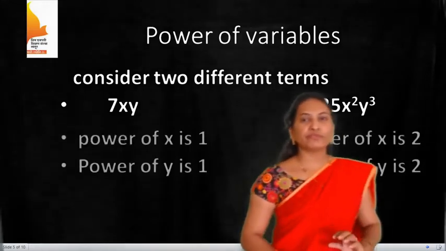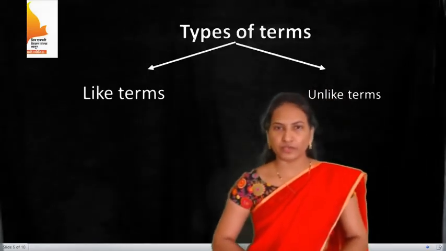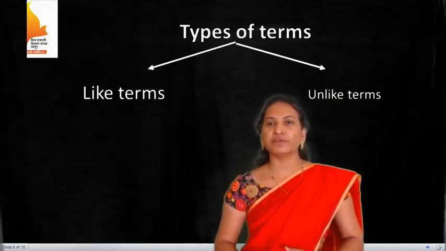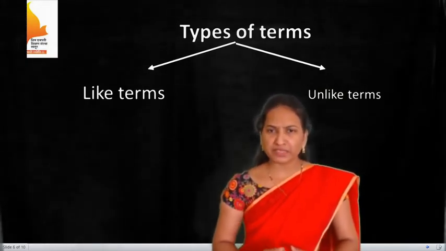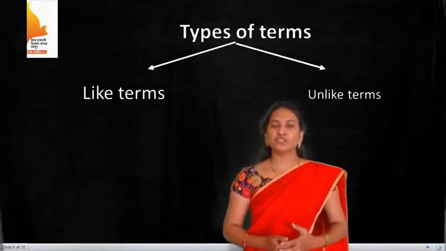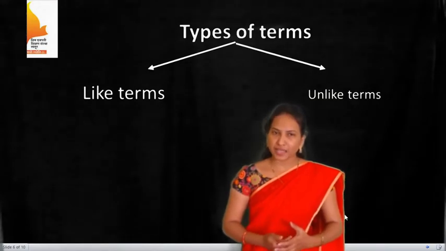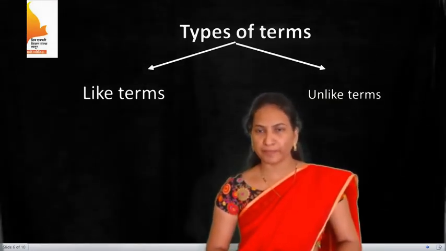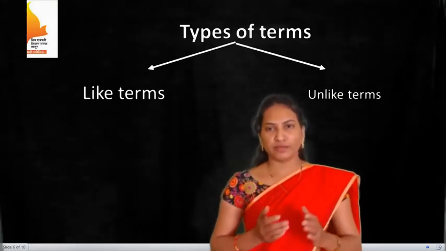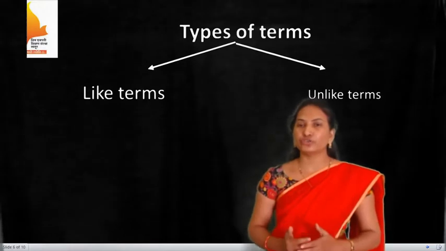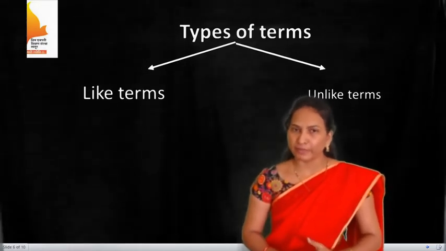So now let's see the types of a term. There are two types of terms. One is like term and the other one is unlike term. So what is meant by like terms and unlike terms? In the like terms, the variables are same and the power of variable should be same. Whereas in unlike terms, variables may be same or different, but the power should not be same.